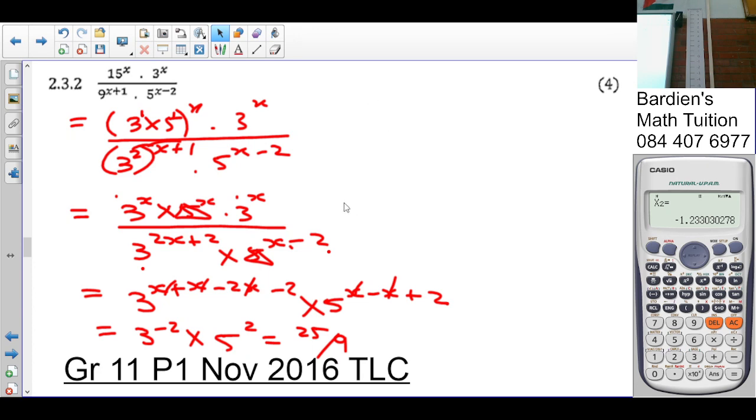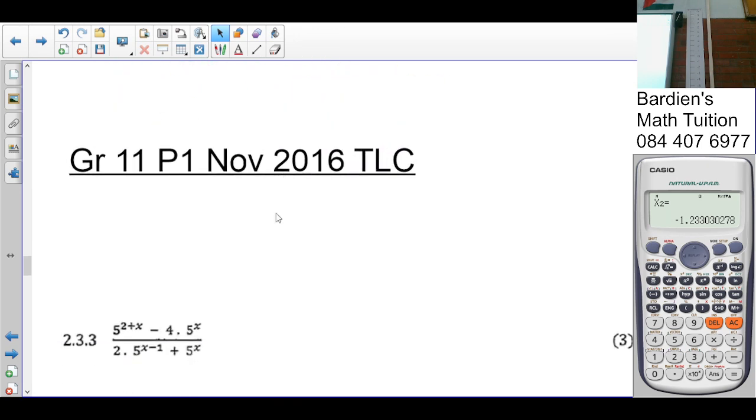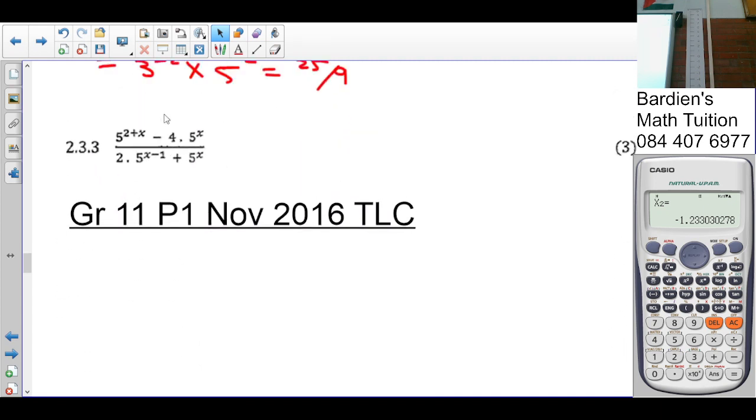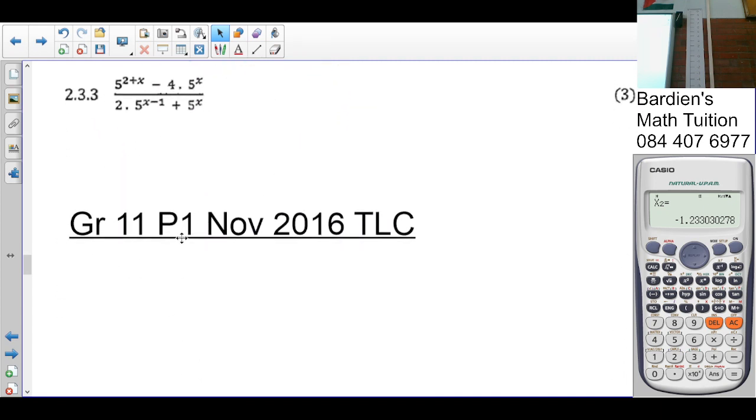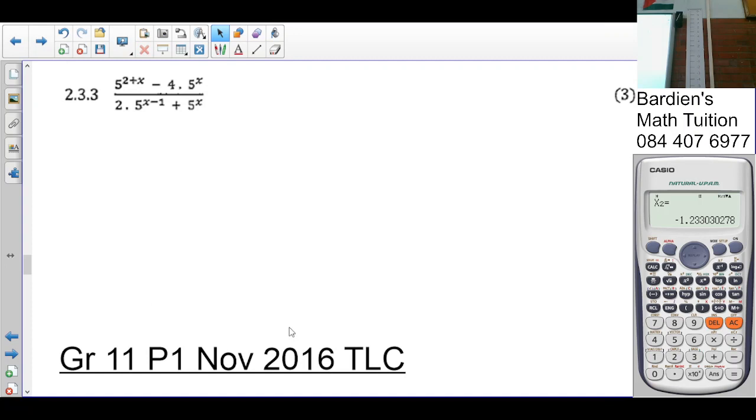Alright. Let's carry on to the next one. This one's a bit different. There's a plus or minus between. If there's a plus or minus, what do we do? Break up and factorize.